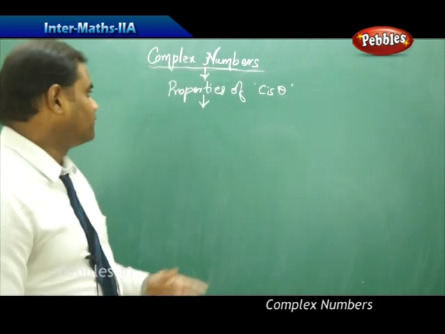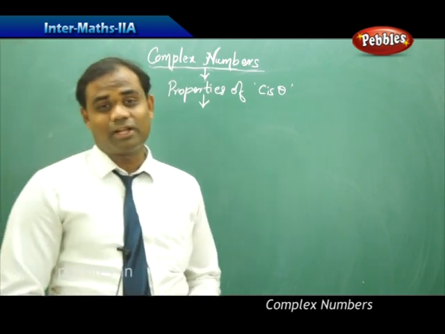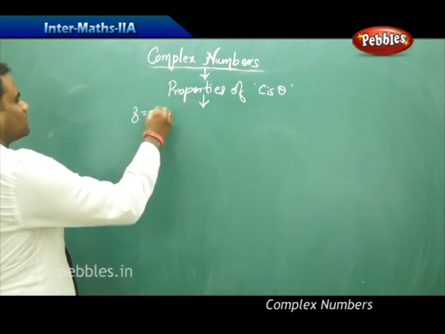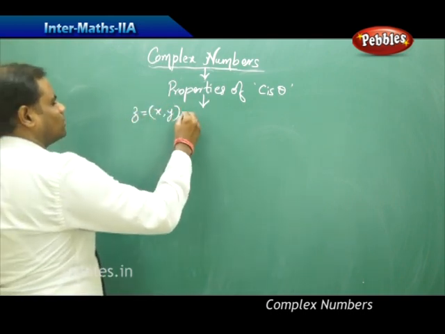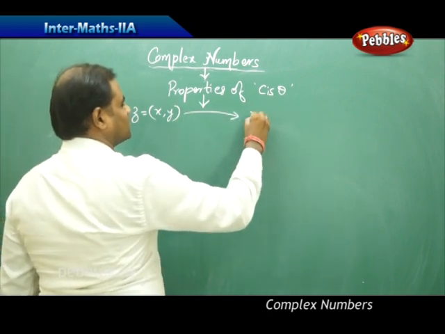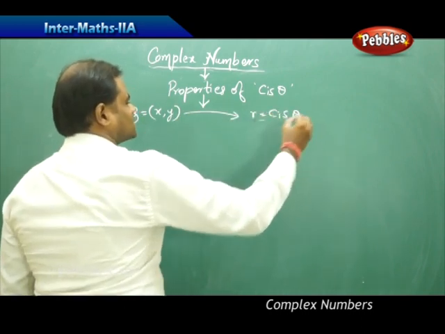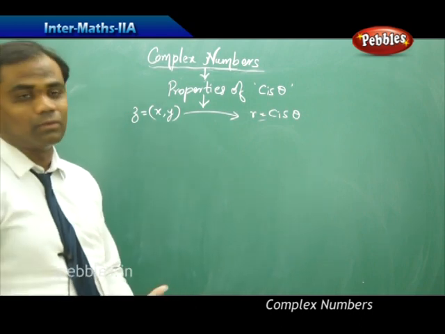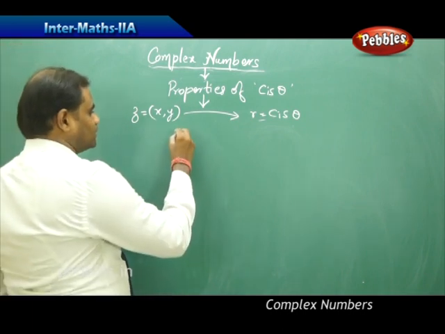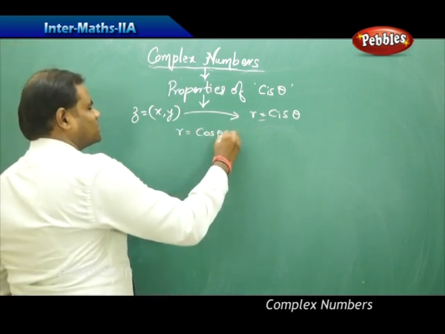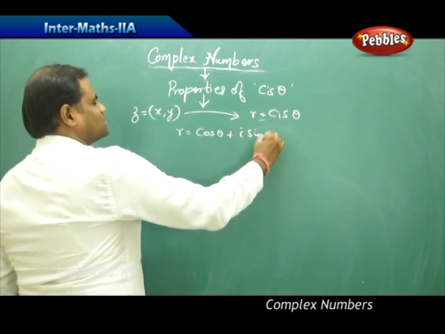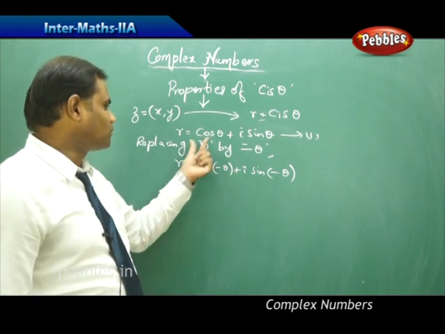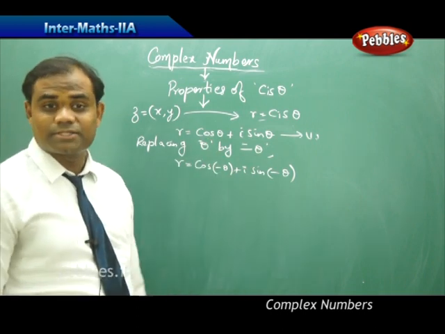So let's find the various properties of cis theta, that is the polar form of representation of the complex number z. So z in its Cartesian or complex form is given in the polar form as r cis theta, which has various properties which we're going to identify now. Reconsidering, I have r cis theta equals r(cos theta plus i sin theta), because cis theta is cos theta plus i sin theta. Therefore, replacing theta by minus theta, I get r(cos minus theta plus i sin minus theta).